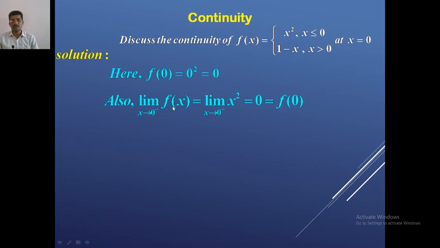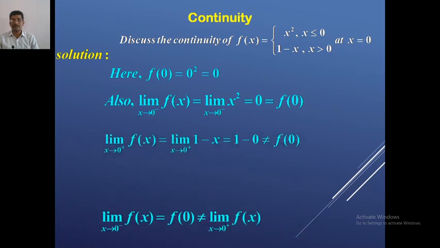The notation is the limit of f of x as x tends to 0 minus, which is equal to the limit of f of x where x is less than 0. The function is x square. Therefore, limit of x square as x tends to 0. It is a polynomial. Therefore, put x is equal to 0. You get 0 square means 0. This value is exactly equal to the value of the function.